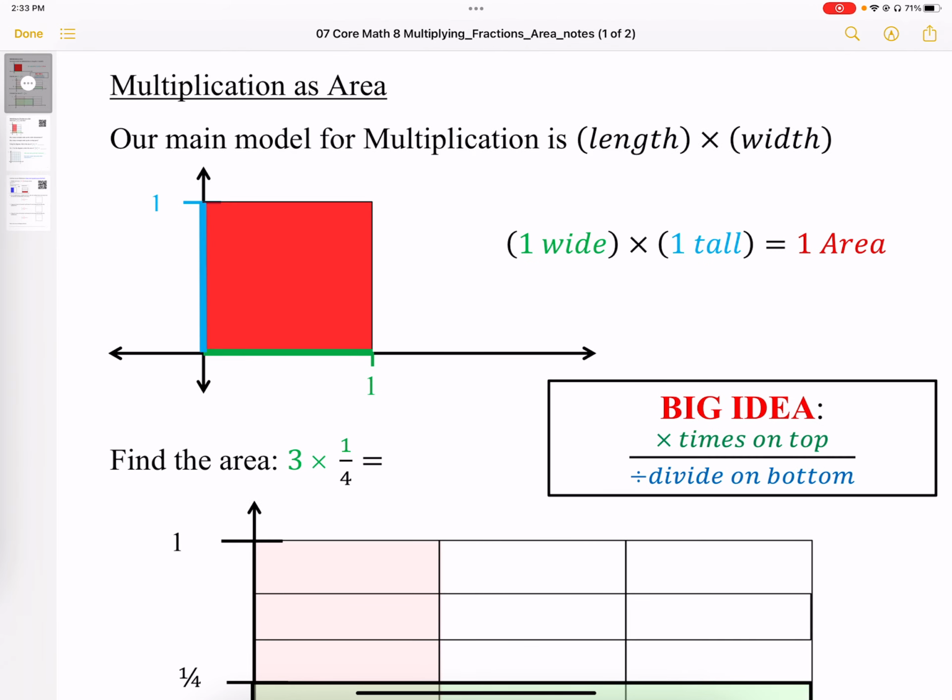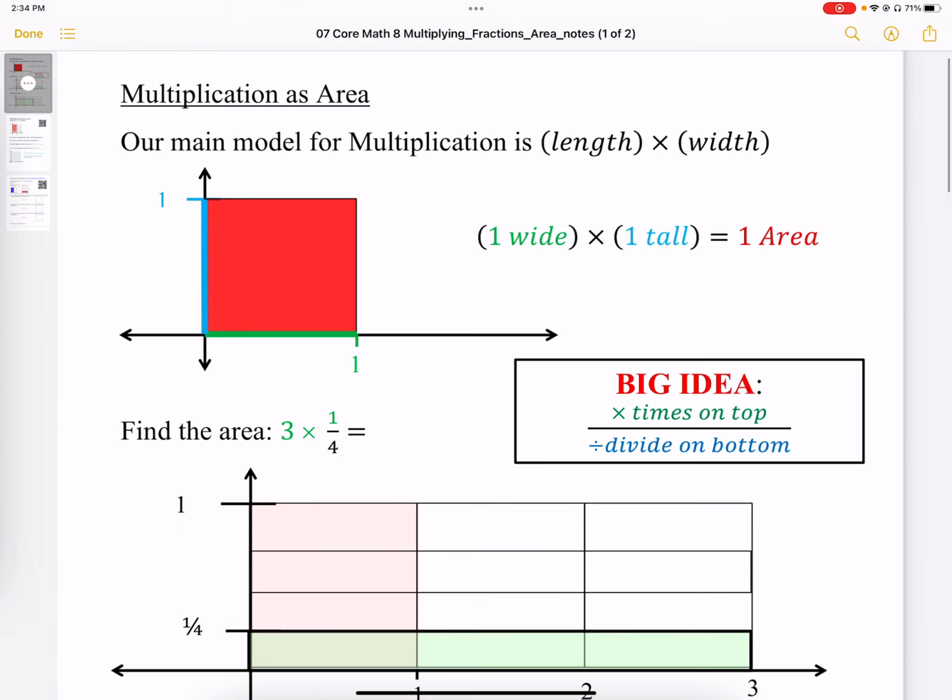And one whole is going to be the area when we do one along the horizontal, so I've shown that in green, and one along the vertical, which I've shown in blue. And that red area represents one whole when we look at the fraction. Okay, so when we look at that red square, that represents our whole, and then whatever we shade on the inside of that would represent our part in our part-whole relationship.